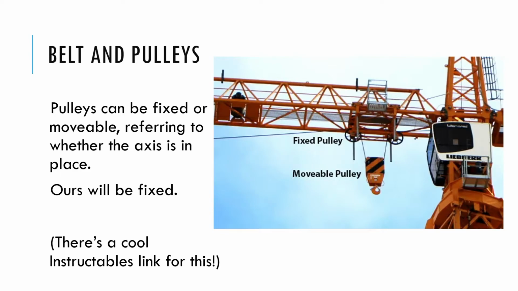Pulleys can be fixed or movable. That refers to whether the axis is held still in place or not. If you look at this crane, there are two fixed pulleys at the top, and the thing that moves, the movable pulley, is on a block right there. It's like a block and tackle kind of thing. When we're talking about mechanical systems, we're going to talk about fixed pulleys. They're going to have axles that are mostly fixed in place, and they're not going to be used to provide mechanical advantage like a movable pulley is.